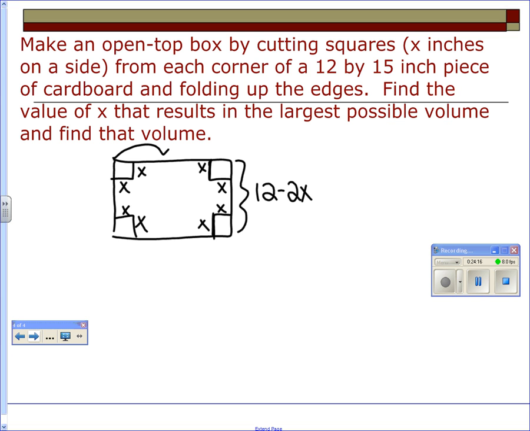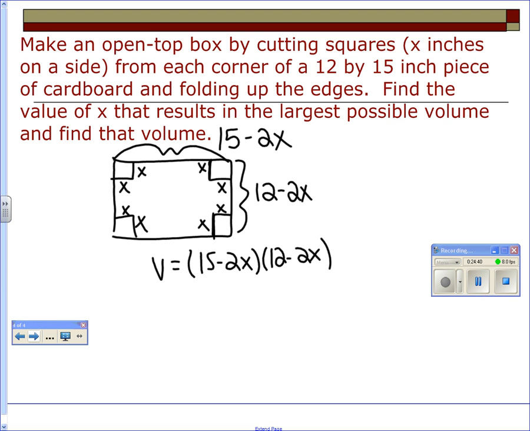What is going to be the length of that one? It was 15, and then you're going to take out two x's. Does that make sense? So now we're looking for volume. How are you going to find the volume of that figure? Length times width times height. Any questions on that part? Do y'all understand why it's not x squared?